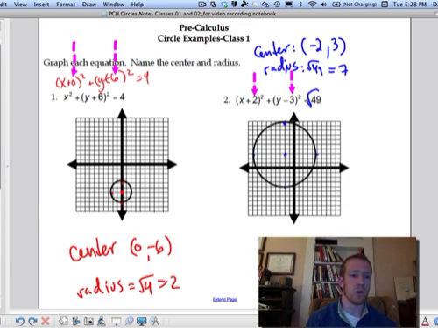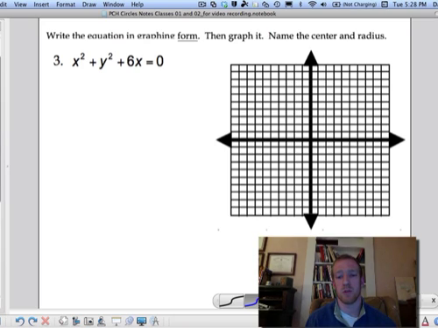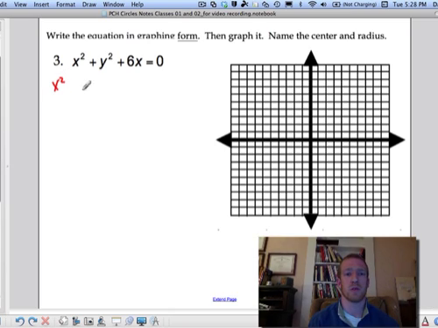Okay, so what if they don't give it to us that easy? What if it's in a form like this? So we have to write the equation in graphing form. That essentially amounts to completing the square. Alright, it's a lot easier than when we were doing it before. Well, fairly easier. First, you're going to want to group the x's, group the y's.